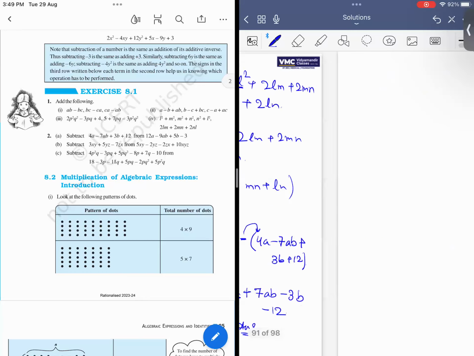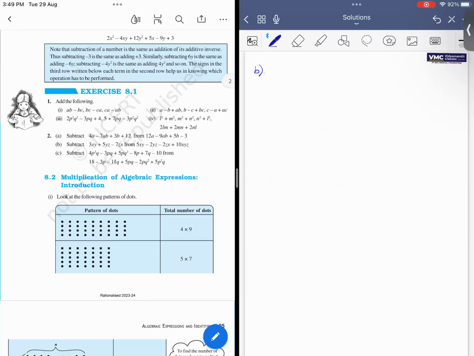Next, subtract again in the same manner. So you have to write the second expression first. Okay, write down 5XY minus 2YZ minus 2ZX plus 10XYZ. Write down in the bracket the first expression. You have to subtract what from this? Minus of, write that in the second bracket, 3XY plus 5YZ minus 7ZX.